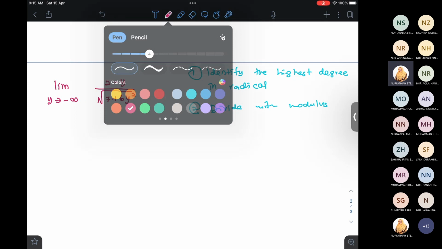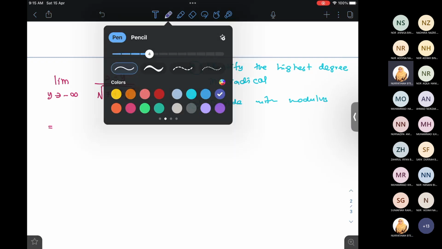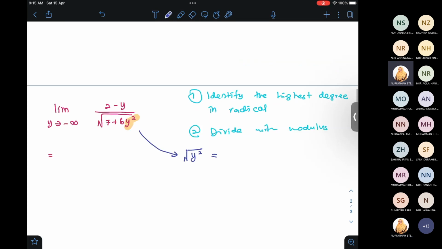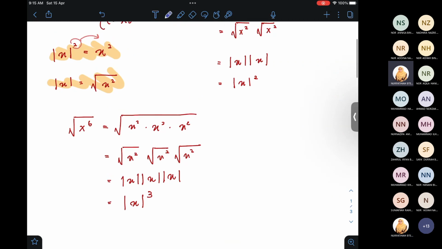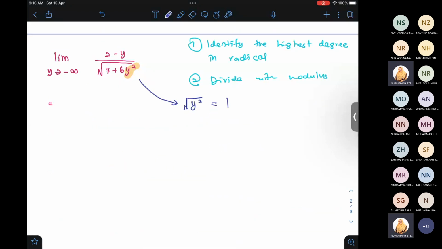Okay, so kita solve. So, if we refer to our radical is at the bottom part. So, which one is the highest degree? The highest degree is y to the power of 2. Okay, so bila y to the power of 2, kita tahu square root y to the power of 2 sama dengan apa saya tanya? Square root of y to the power of 2 dia akan sama dengan modulus y. Okay, modulus y.